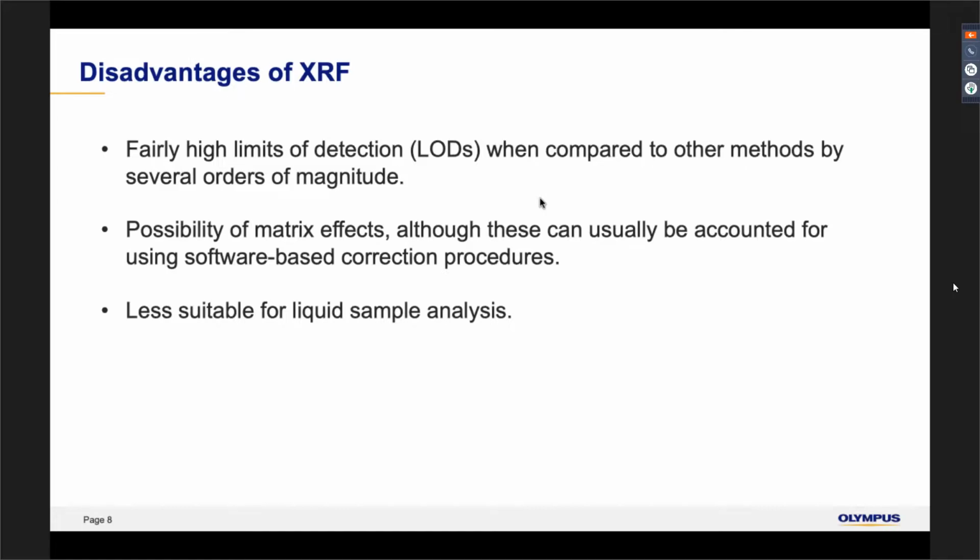But for destructive methods, it can go up to ppb levels. However, XRF is just a quick, non-destructive testing compared to a destructive method. There is also possibly a matrix effect, which could be accounted for by using user calibration or software-based correction procedures. It is also less suitable for liquid analysis.